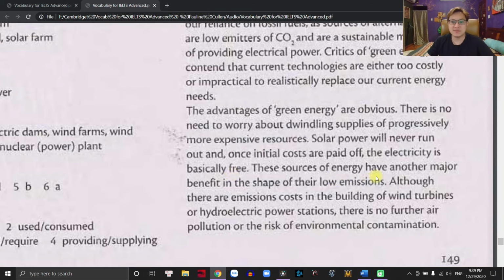These sources of energy have another major benefit in the shape of their low emissions. Although there are emission costs in the building of wind turbines and hydroelectric power stations, there's no further air pollution or the risk of environmental contamination.